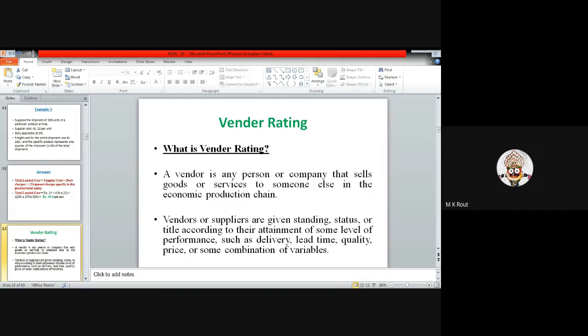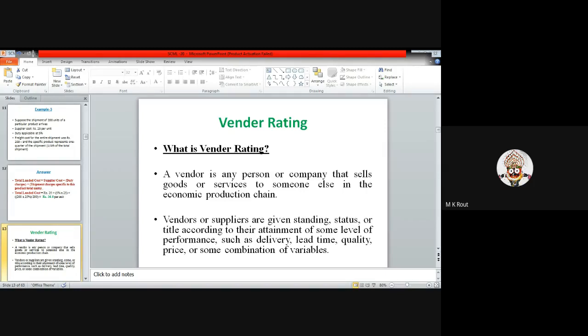Okay, so the definition is changed. The vendor is basically a person or a company. I repeat, the vendor is a person or a company that sells goods to someone else in the economic production chains. Here, economic production chains means flow of demand, flow of monies, and flow of information should be placed in case of economic production chains.